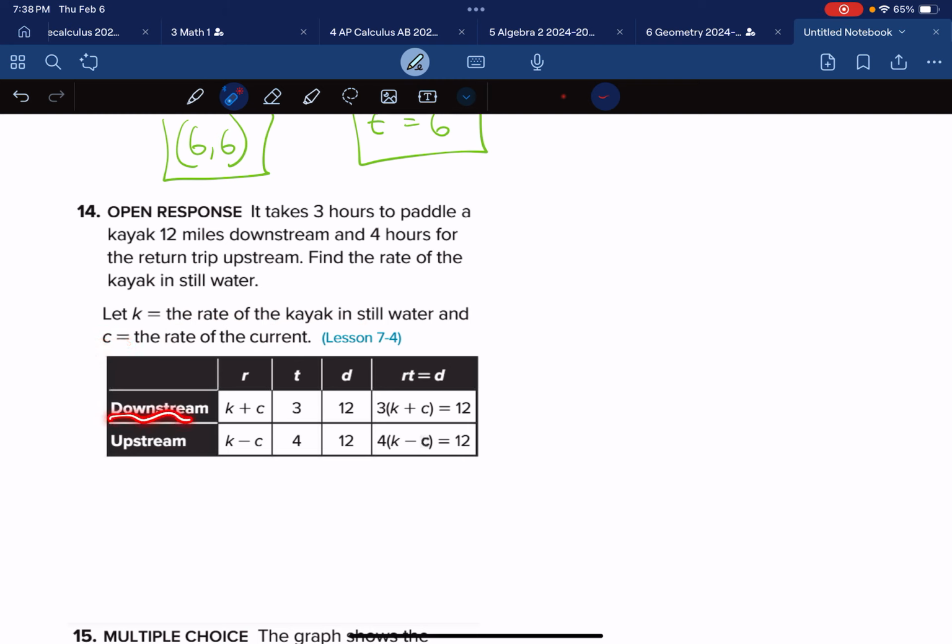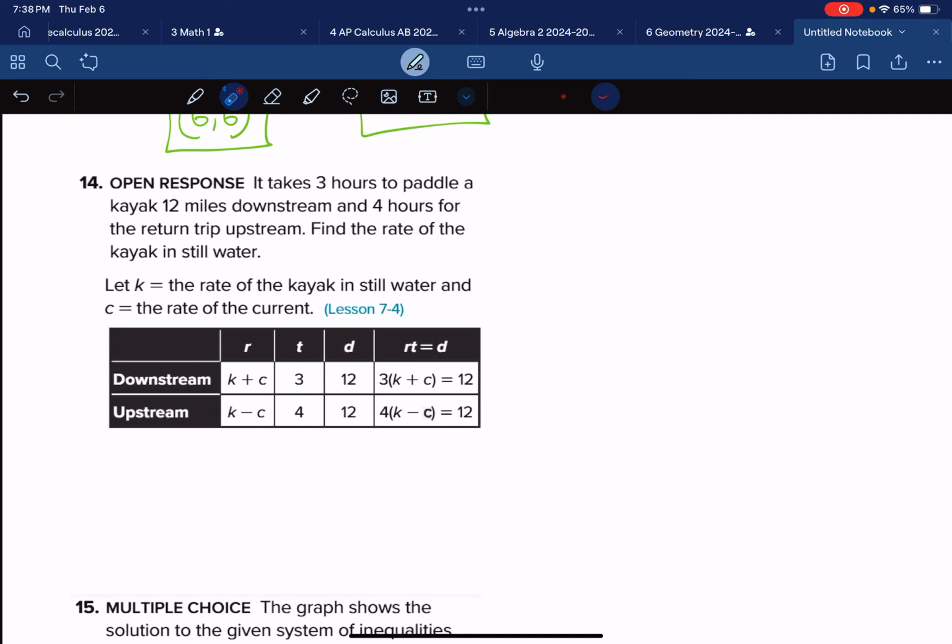Okay, so it says downstream, I get the current boosting me, so I get to go a little bit faster, so I'm adding the current. And when I'm going upstream, I'm going against the current, so the current is subtracting from my speed. K is my kayak. I'm always going k. One of them is helping, one of them is not helping. And what are these t's and d?